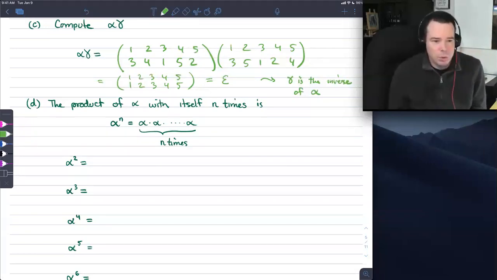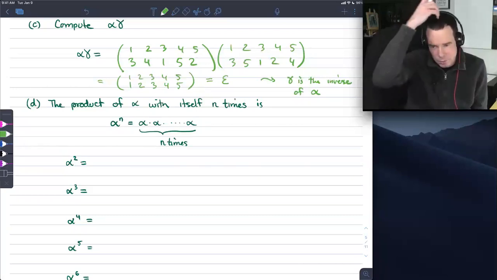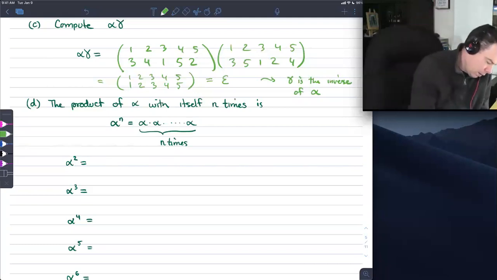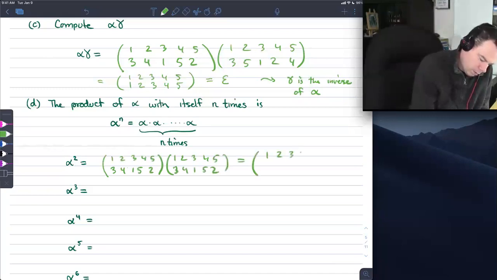Something else we can do with these is we can power them up. So we can take alpha and multiply it by itself. If I multiply it by itself n times, I call that the power alpha to the n. So for example, I could do alpha squared. So 1, 2, 3, 4, 5, 3, 4, 1, 5, 2, and 1, 2, 3, 4, 5, 3, 4, 1, 5, 2. And I could work out what it is.